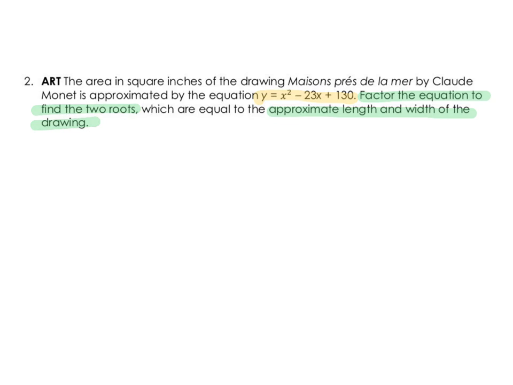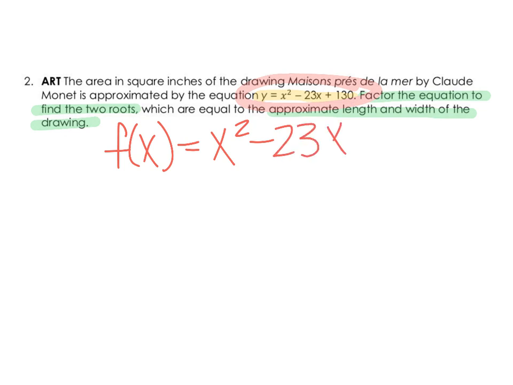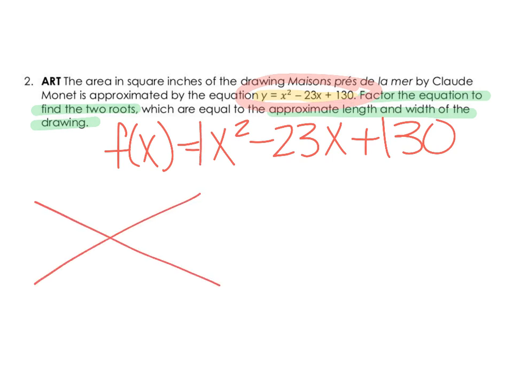So what we want to do is start with this quadratic function and factor it. This is our function, f of x equals x squared minus 23x plus 130. Because a equals 1, we're going to factor this using the diamond method. So 130 goes on top, negative 23 on the bottom, and we want to find two numbers that multiply to 130 and add up to negative 23.